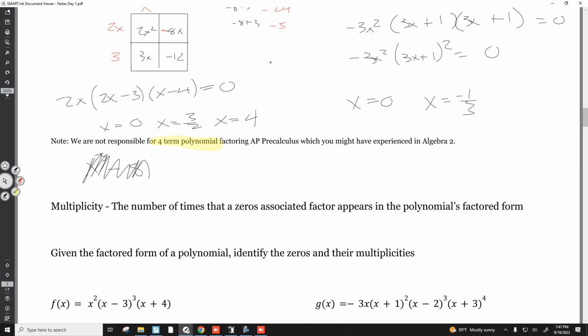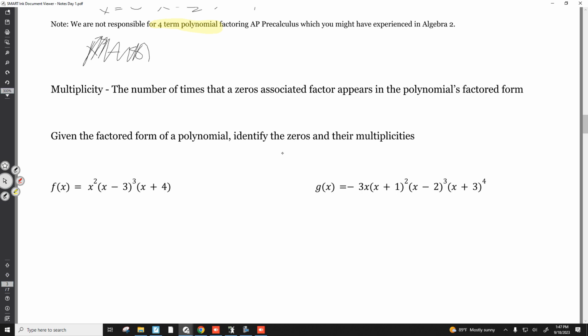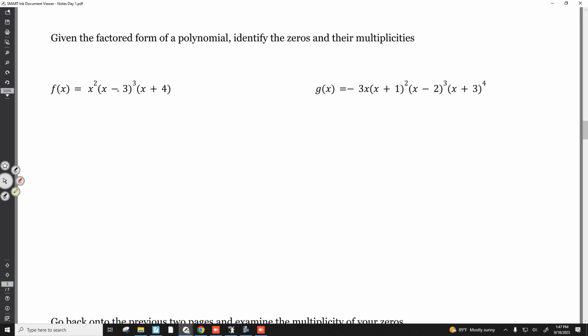Now, some of you already wrote down about multiplicity. We are going to start paying attention to multiplicity. Multiplicity is the number of times that a zero appears. For example, you have x squared, x minus 3 cubed, x plus 4. I could write this as x times x times x minus 3 times x minus 3 times x minus 3 times x plus 4.